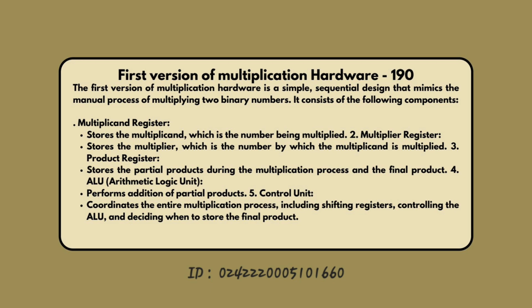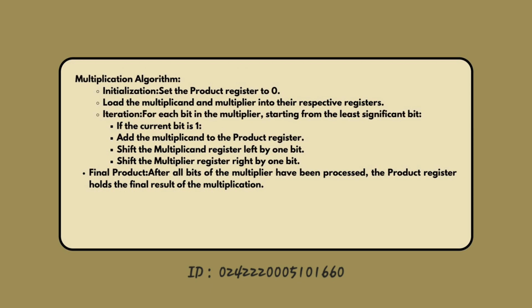The first version of multiplication hardware is a simple sequential design that mimics the manual process of multiplying two binary numbers. It consists of the following components: multiplicand register, multiplier register, product register, arithmetic logic unit, its short form is ALU, and the control unit.